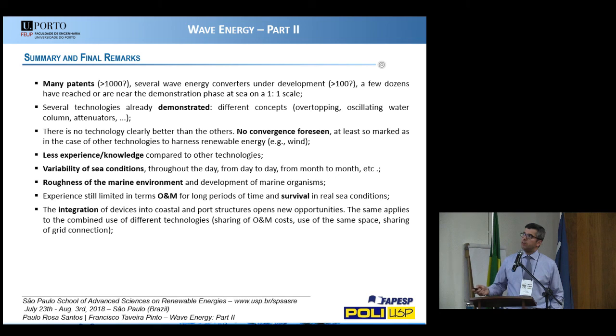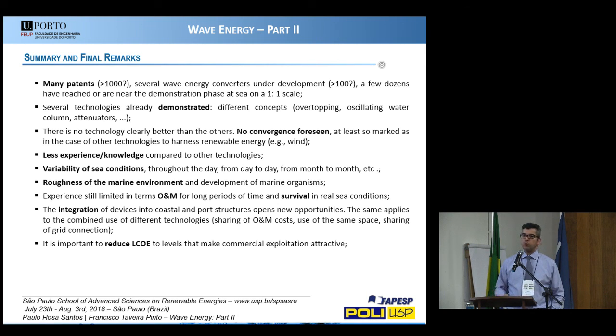And, well, the integration of devices in port and coastal structures, I think, opens new opportunities that should be studied and analyzed. And also the combination of technologies, combination of wave energy with wind, or eventually combination of wave with solar offshore. So we should try to combine in order to have more power and to reduce the cost of the energy produced by marine renewable energies.